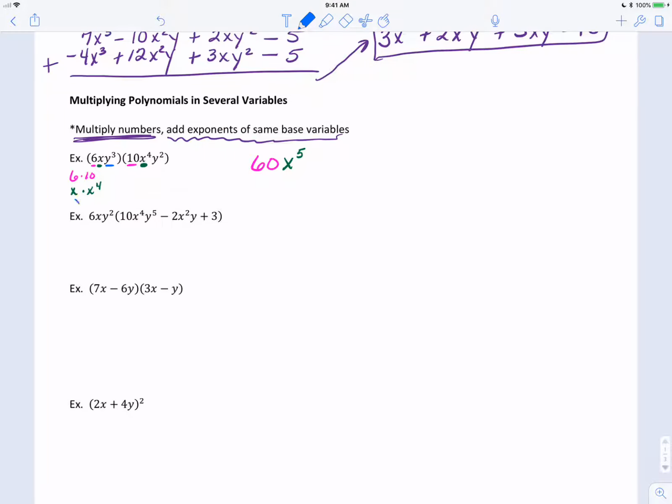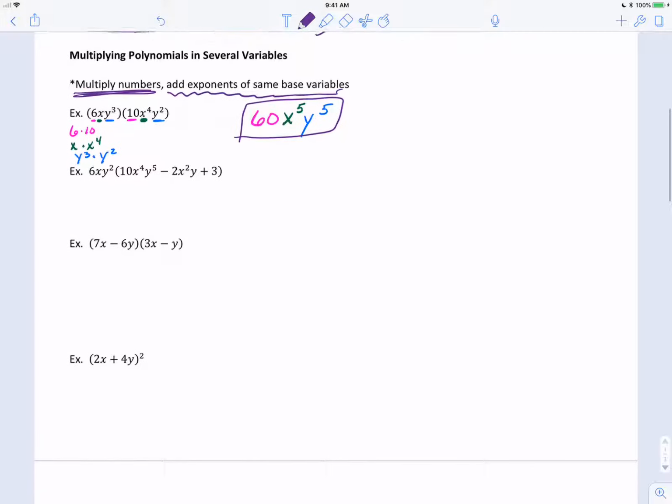Next, we're going to take the y cubed and multiply it by that y squared. Well, how many y's does that give us? 3 plus 2 is 5. And that is it. There's your final answer. So when you multiply, you add your exponents. When you add and subtract, you can only tell me how many of that exponent you have. So you're just adding together like terms.